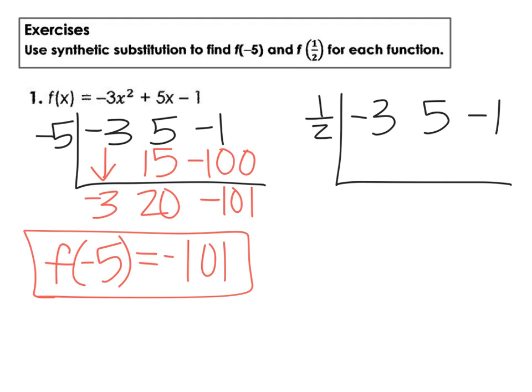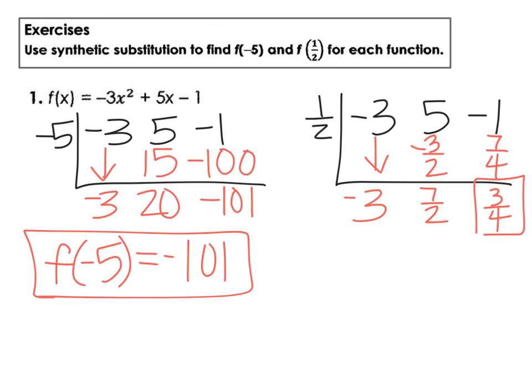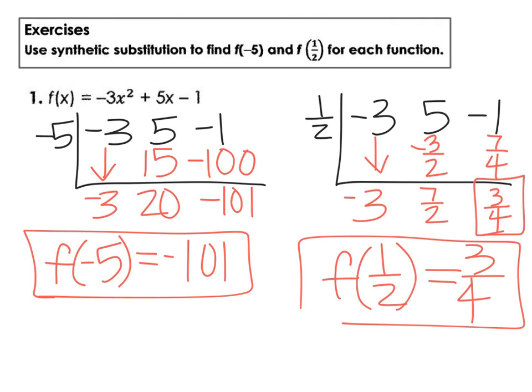Then if we want to solve for f of 1/2, bring down the negative 3. Negative 3 times 1/2 gives us negative 3/2. And here's where we get some fractions, so you need to be careful. 5 minus 3/2 is going to give us 7/2. Then 7/2 times 1/2 gives us positive 7/4. Negative 1 plus 7/4 gives us 3/4. If you need to freshen up on those fraction skills, this would be a great time to do that. All right, then f of 1/2 equals 3/4, and that's our final answer.